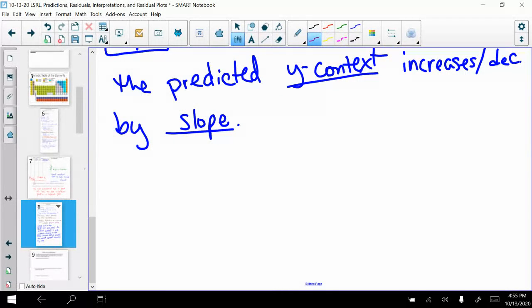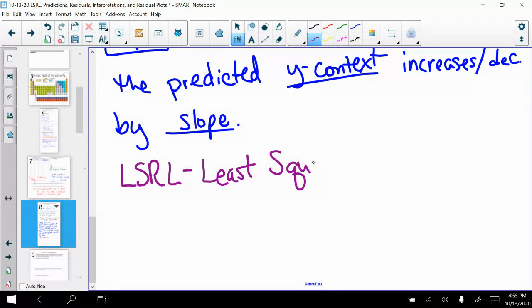Okay. The last couple things I wanted to talk about were our least squares regression line. So this LSRL stands for least squares regression line.